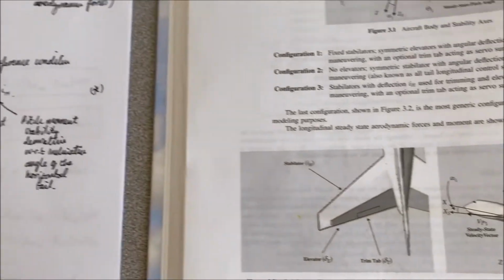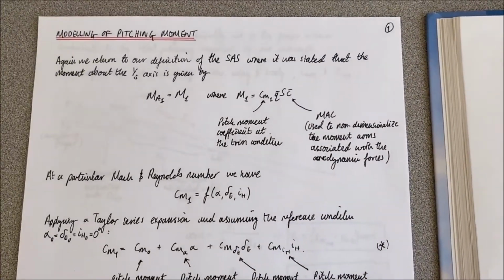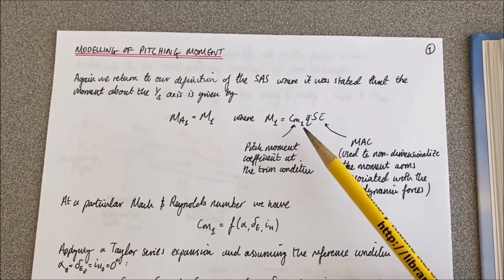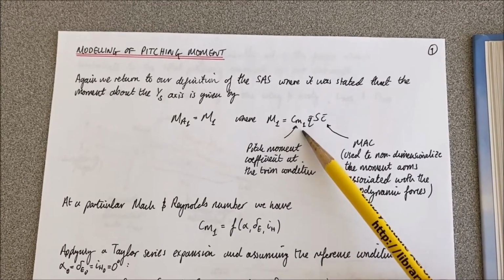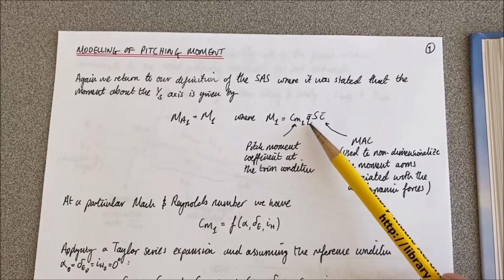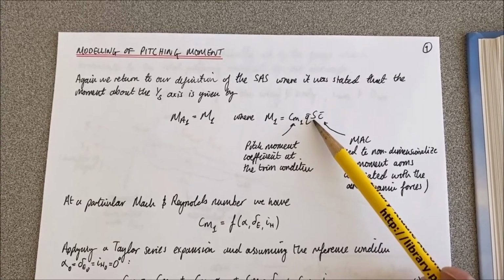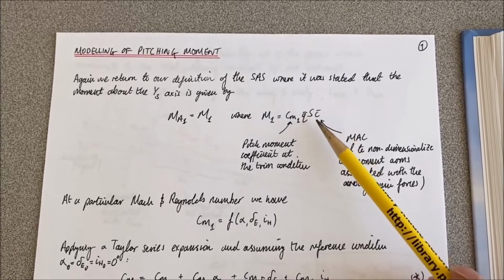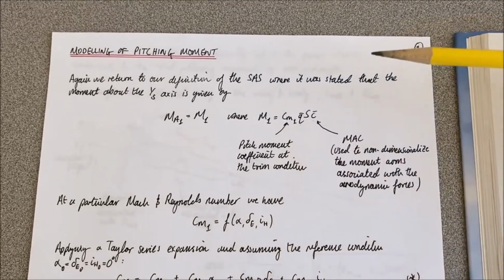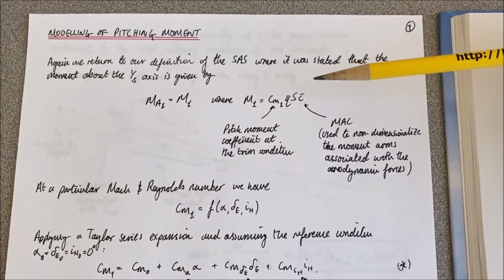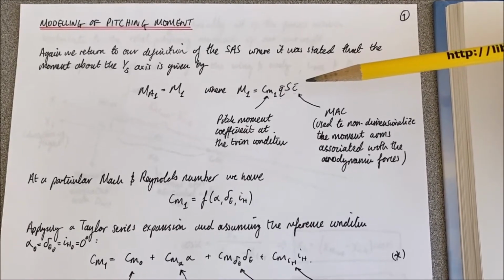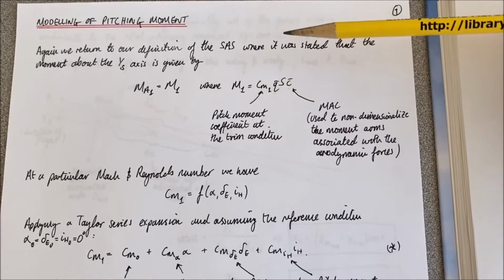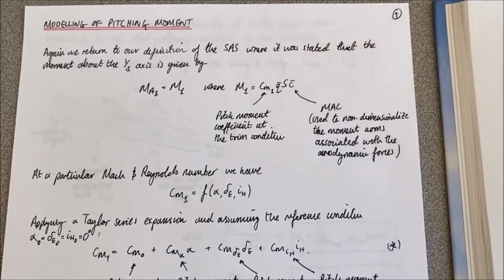that's going to be equal to M1 for our trim condition, where M1 is equal to the pitch moment coefficient at the trim condition multiplied by the dynamic pressure multiplied by the wing reference area multiplied by the mean aerodynamic chord. So this is the different part now, because we're going to use the mean aerodynamic chord to non-dimensionalize the moment arms, which are going to be associated with the aerodynamic forces causing our moment about the center of gravity position.